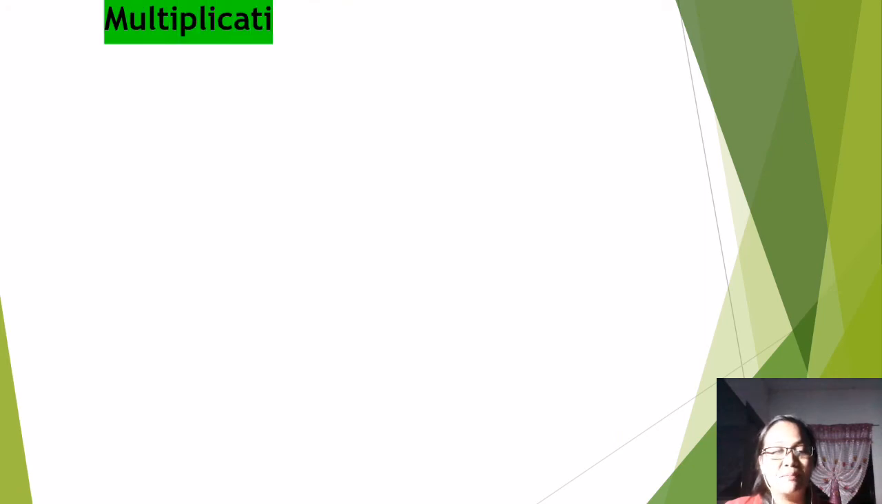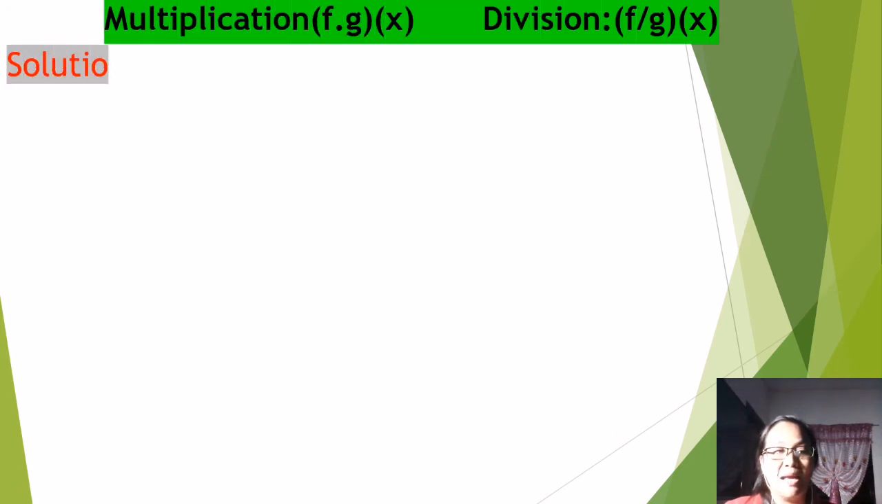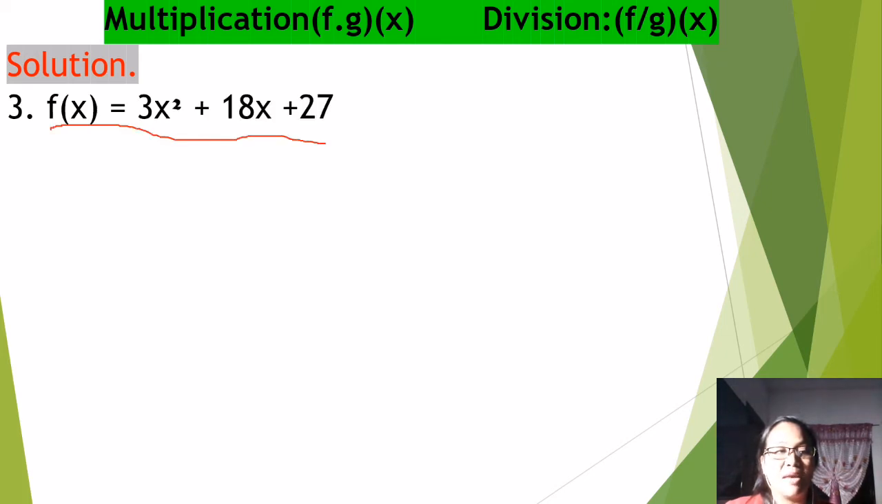Next pair, we have, so for our solution, copy first the given. So we have f of x is equal to 3x squared plus 18x plus 21.